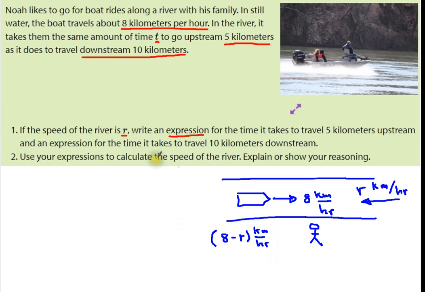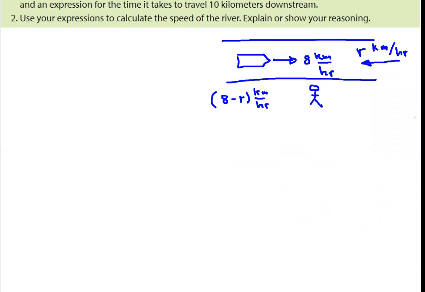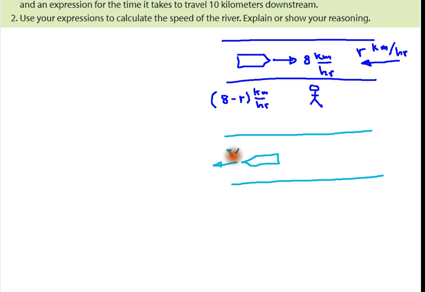If the boat, on the other hand, is going downstream, then the boat is facing this direction. Here's my boat. My boat is still going 8 kilometers per hour. The river is still going r kilometers per hour. But now when you're watching, it looks like it's going 8 plus r kilometers per hour.